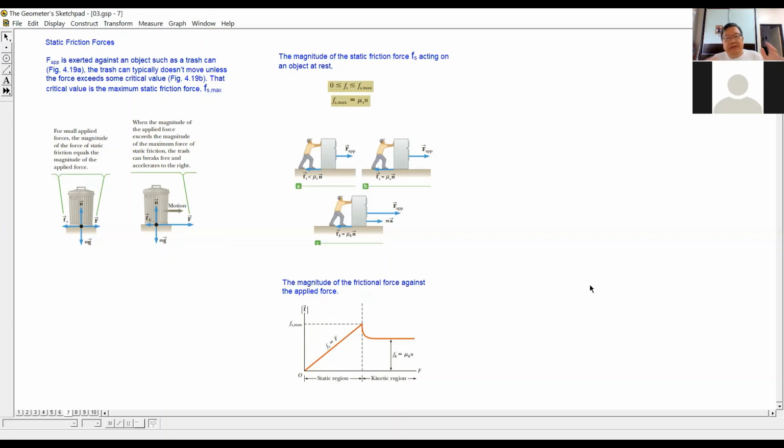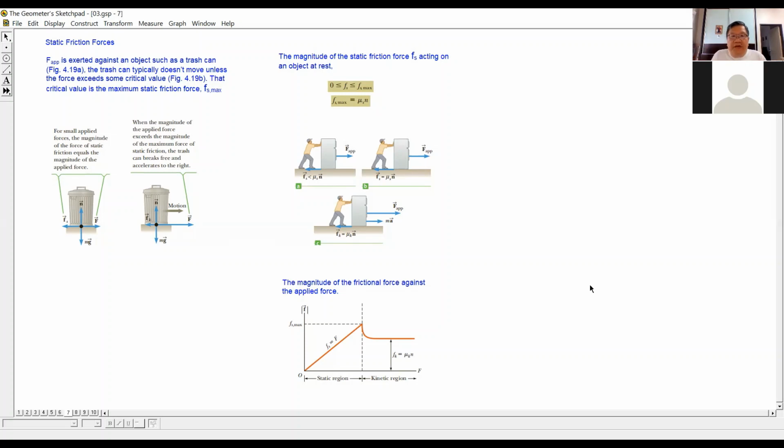So you see that when I apply a small force, the friction is very small. I apply a bigger force, the friction becomes bigger. And I keep on increasing the force until the friction cannot stand and it starts to move. So this frictional force is actually not fixed. It depends on how much force you are applying. If you're applying a small force, then they will oppose with a small force. You apply a bigger force, they will oppose it with a bigger force.